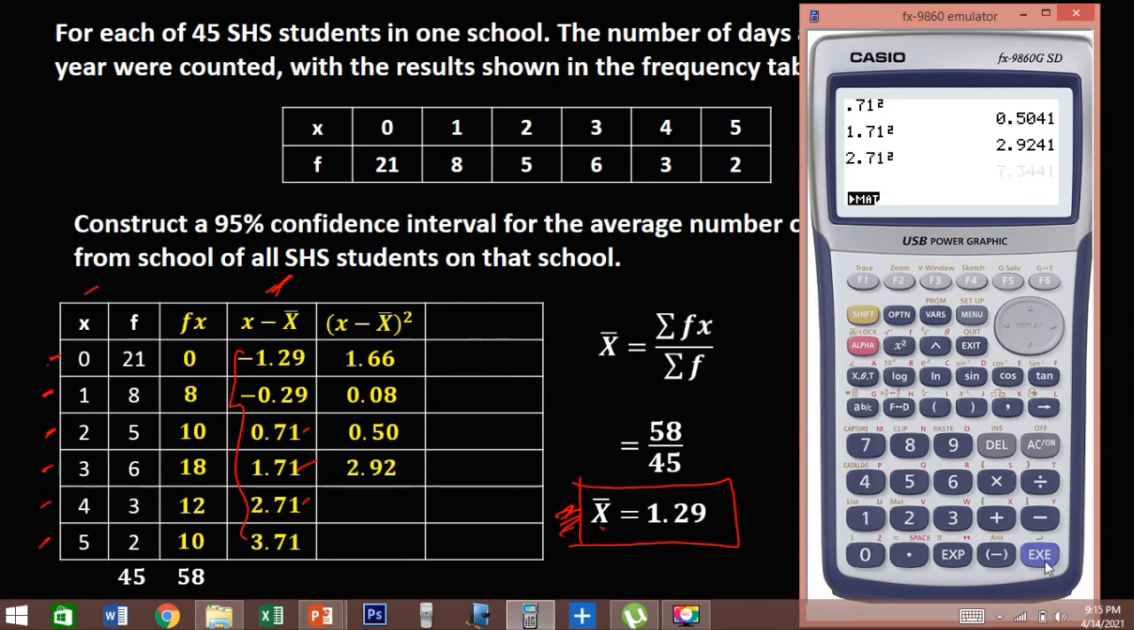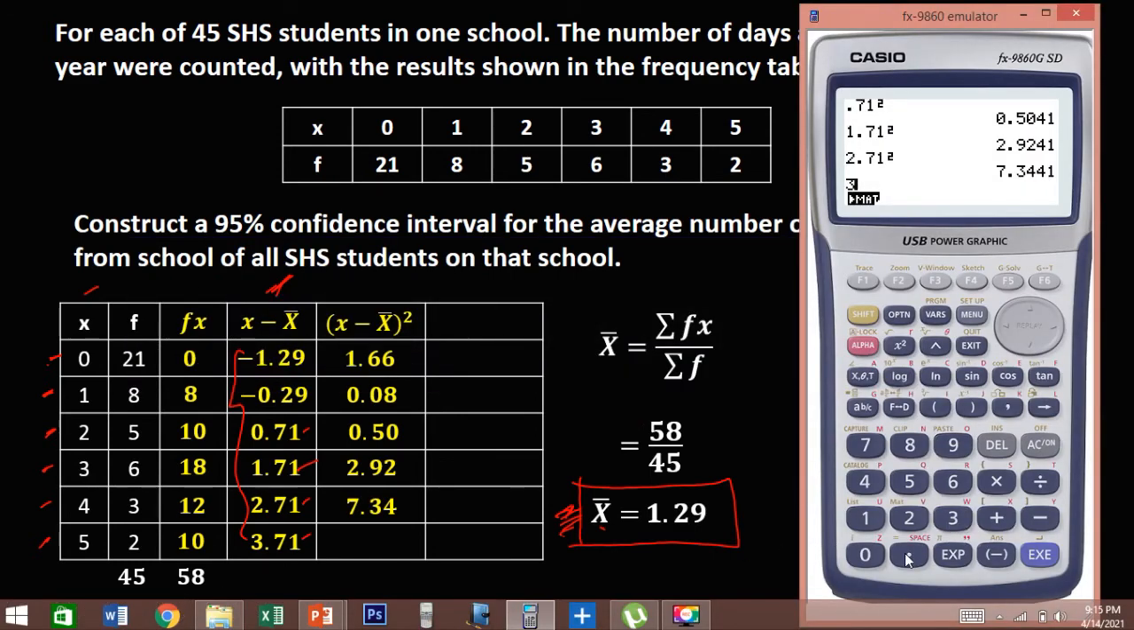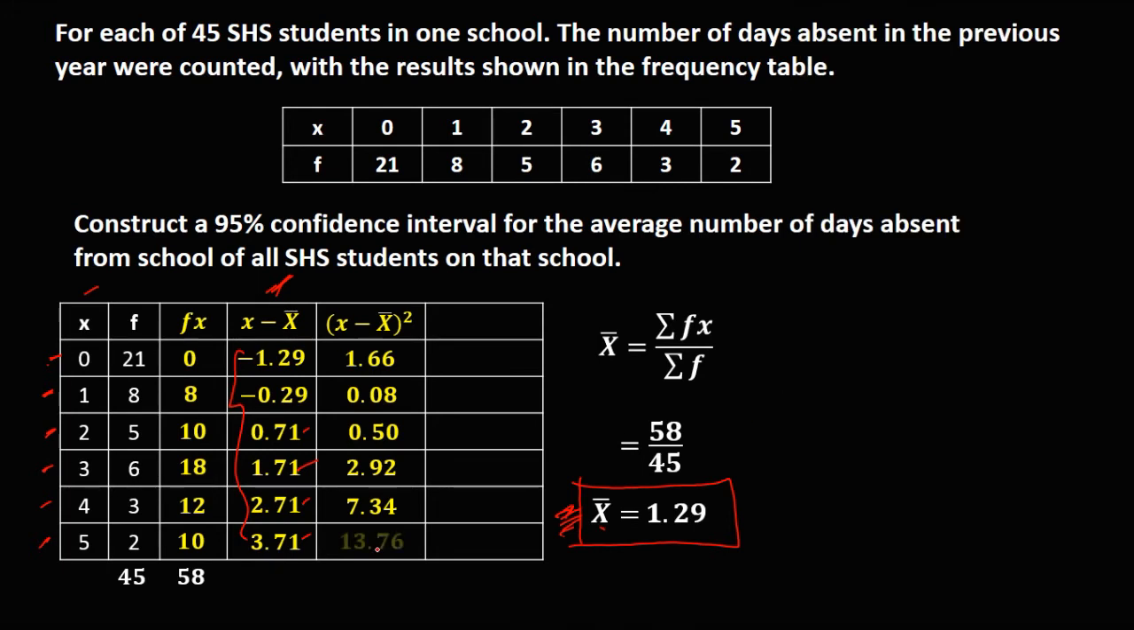This 2.71 squared, so that's 7.34. And 3.71 squared, it's 13.76. Then the last column, that's f times x minus the mean squared.